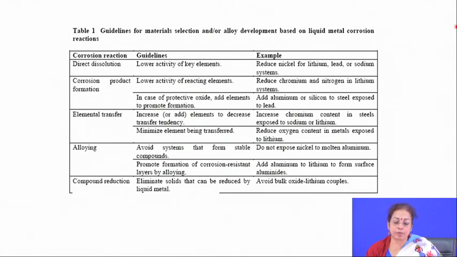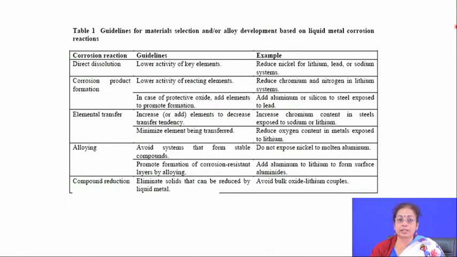Then, alloying phenomena: avoid systems that form stable compounds, that is, do not expose nickel to a molten environment. Then compound reduction: eliminate solids that can be reduced by the liquid metal. So here you have to take care of this problem by avoiding bulk solid lithium couple.